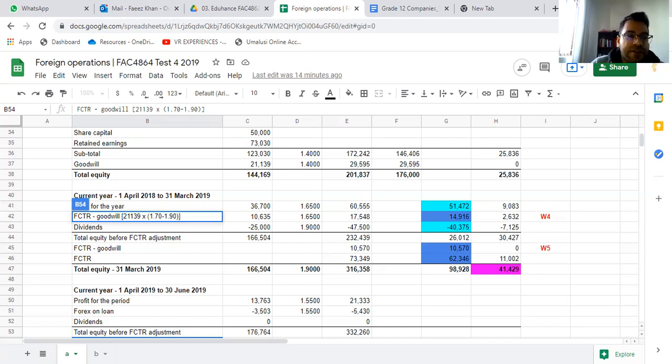What we're going to do with the FCTR in Goodwill is take the foreign currency Goodwill balance, which is the 21,139. Then we multiply it by the movement in the exchange rate for that period. What is our period? 1 April 2019 to 30th June 2019. So you start off with the last date, 30th June 2019, minus the first date, 1 April 2019.